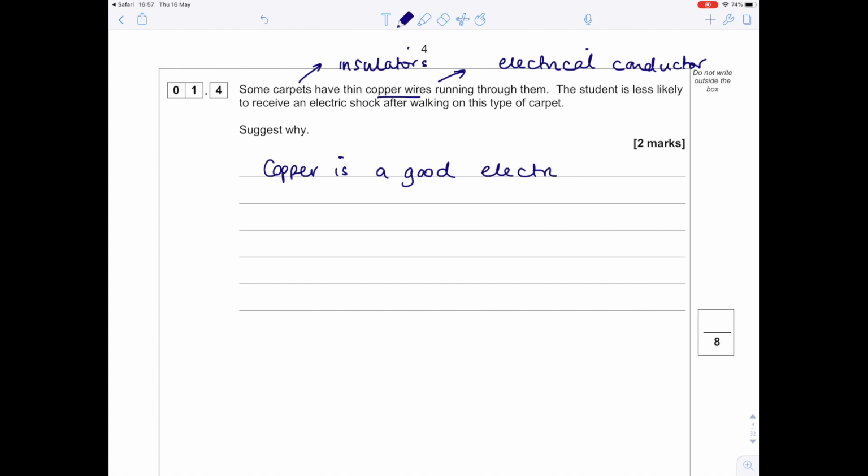So copper is a good electrical conductor. So you get no build-up of electrical charge.